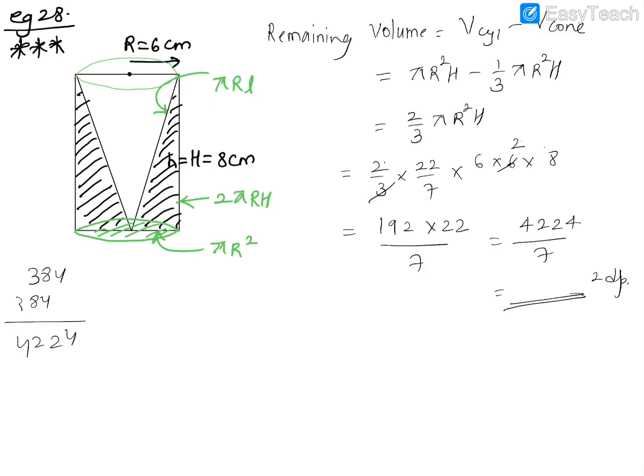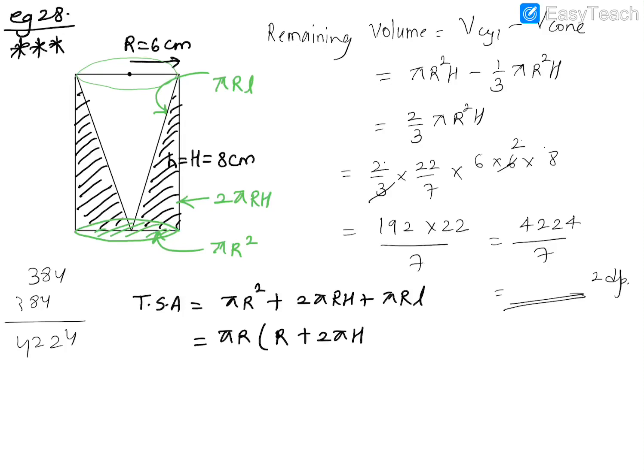Now what will be the total surface area? All these areas together. So TSA is equal to what? Pi R squared plus 2 pi RH plus pi R L. So we can see that there is pi R which is common in all of them. So in brackets we'll take what? R plus 2H, not pi, because pi is already there outside, and plus L.